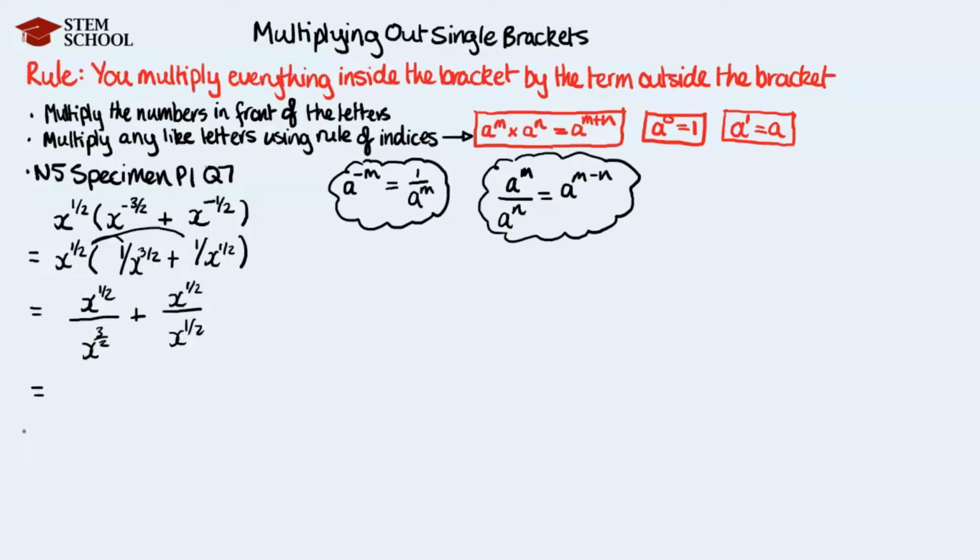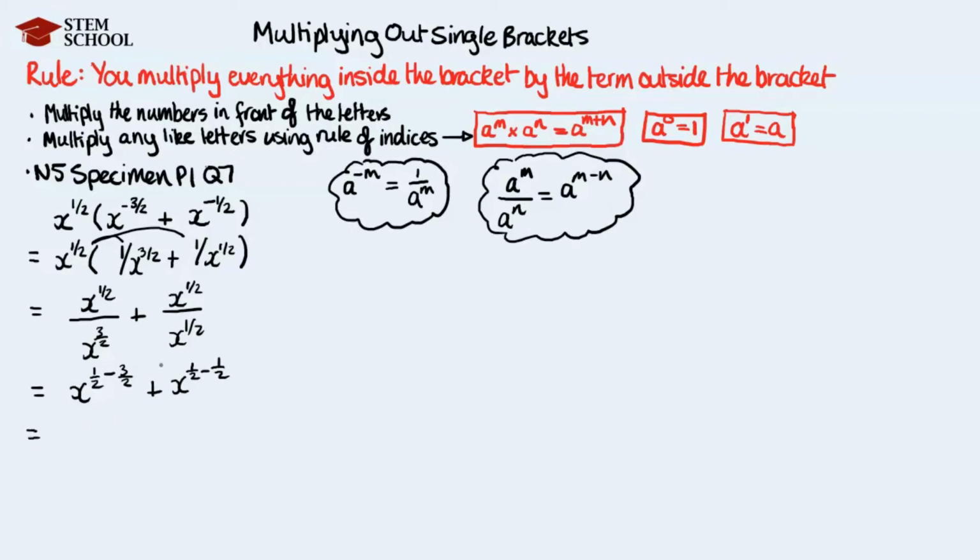So what does that leave us with? So we've got x to the power of a half, take away 3 over 2. I'll write it in full for you. And then we'll do the same with this one. So we've got x to the power of a half, take away a half. So I'm just using this rule when I'm taking away the powers.